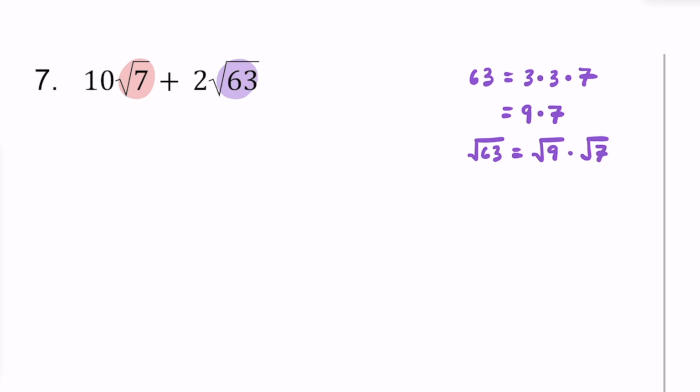Now the square root of 9 is 3, so this is going to be 3 root 7. All right, this is the same value as the square root of 63, just a simplified radical here.